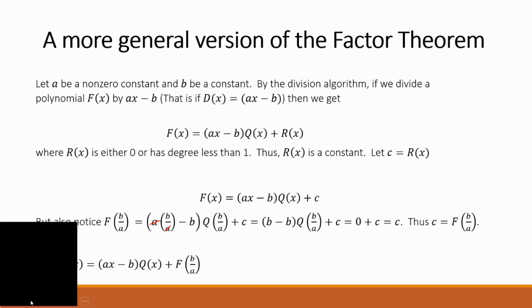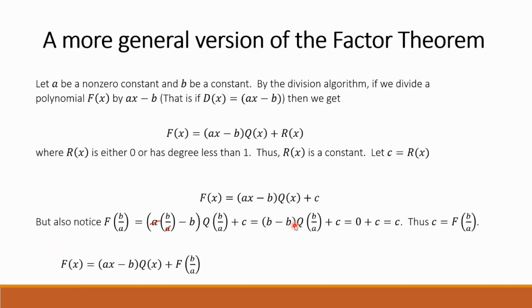C is essentially that remainder. Now, I don't know what Q is at b over a, but it really doesn't matter. Namely, b minus b is 0, and 0 times anything is 0. So we're going to get that c back. In other words, this remainder c, we can actually calculate. It's equal to this. And altogether, what we get is a more general remainder theorem here.